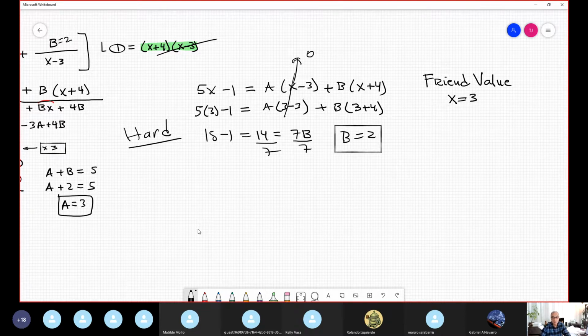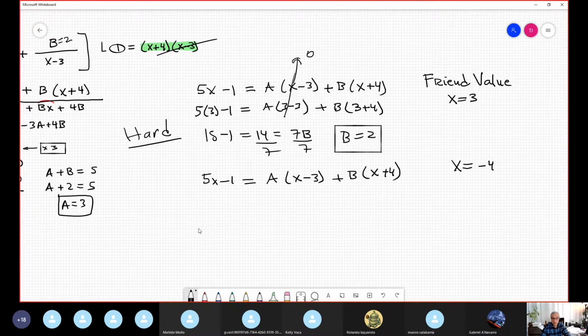What is the other frame value? The other frame value is x equals negative 4. Where does negative 4 come from? Look, in this factor, so I copy again: 5x minus 1 equals a times (x minus 3) plus b times (x plus 4).